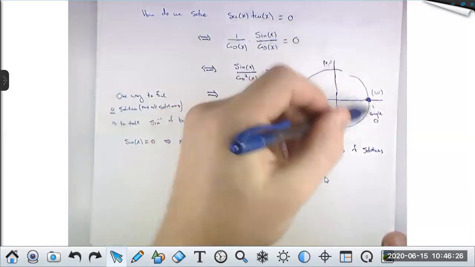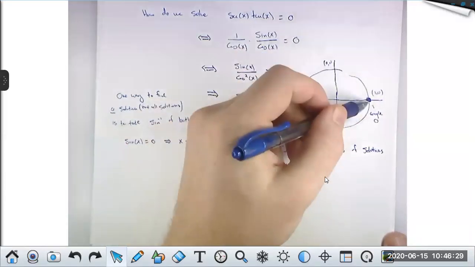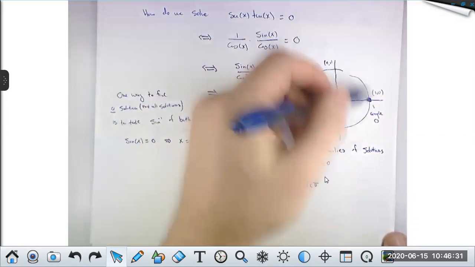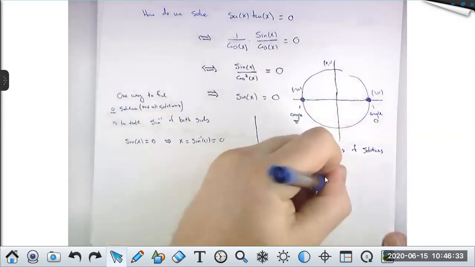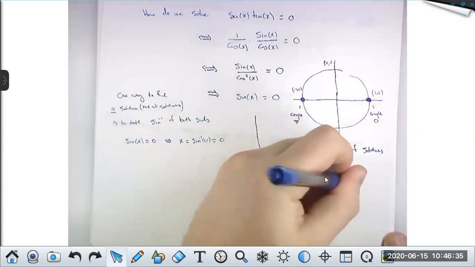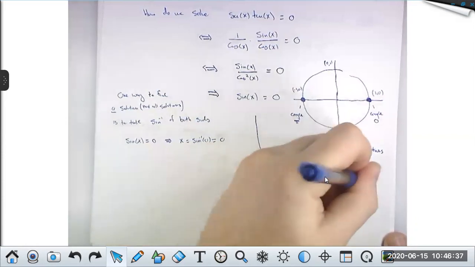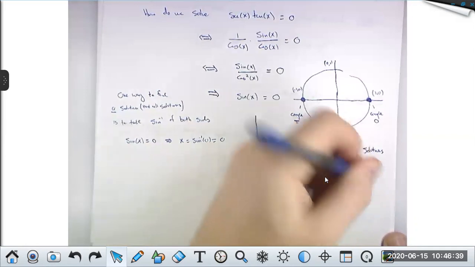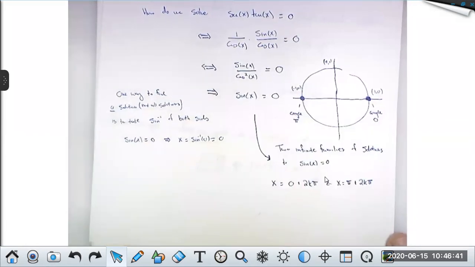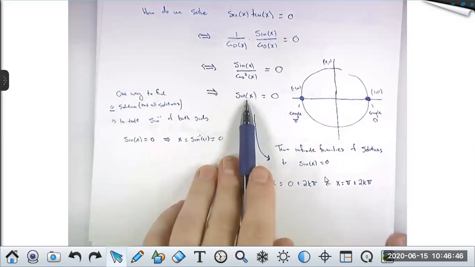Or another way to think of it is if you start here and you walk around 2 pi, you land back here. The other one is x equals pi plus 2k pi. So these are my two infinite families of solutions to the equation sine x equals 0.